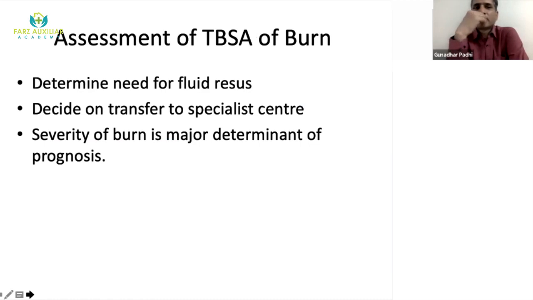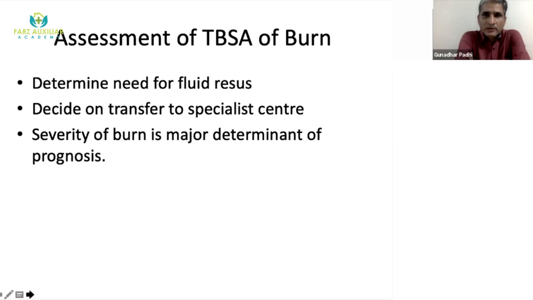Now the most important challenge is how to assess the total body surface area burn. This is very important because if you are able to assess the percentage of the total body surface area burn, then you can easily determine the need for fluid. And also you can decide on transfer to a specialist burn center. Based on the total body surface area burn, burns are also classified as a major burn or a minor burn.